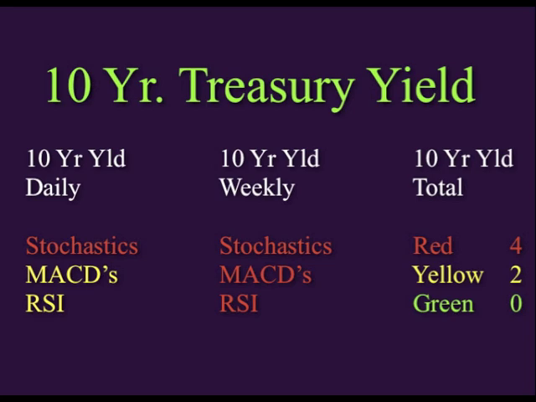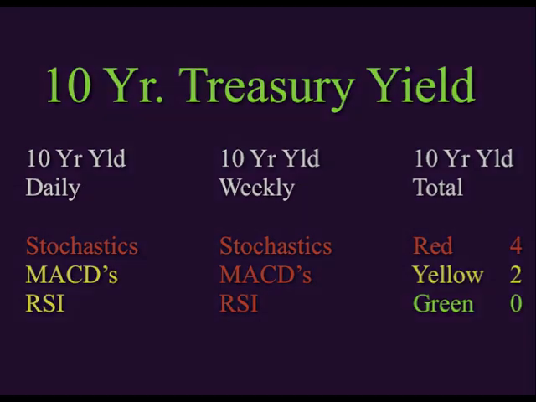For a total, we got 4 red marks, 2 yellow marks, 0 green marks for the 10-year Treasury yield. Looks like 10-year Treasury interest rates are going lower.